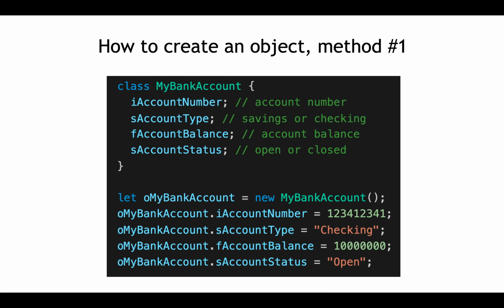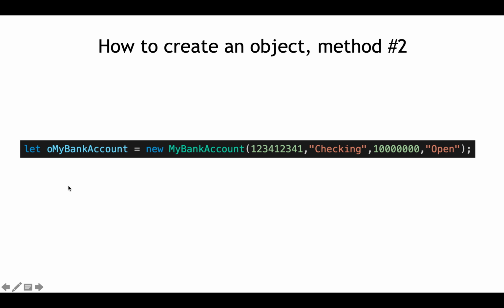So the way that we've been creating our objects up to this point is defining the class and then using this statement, let, and then you have a variable name equals new, and then you mention the class that you want to create an object of. And then you set all of the attributes this way, one at a time, by using the dot notation to reference an attribute of the object. But that's not the only way that we could do this.